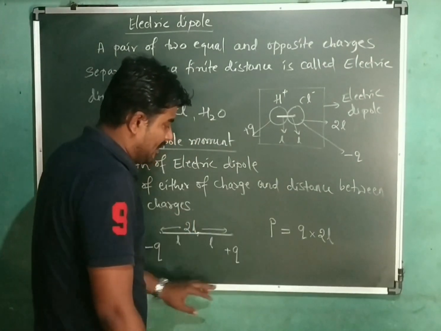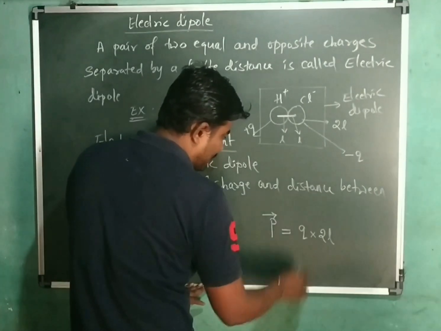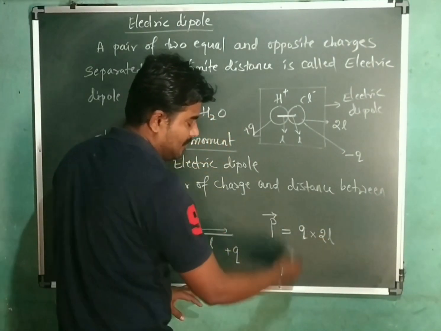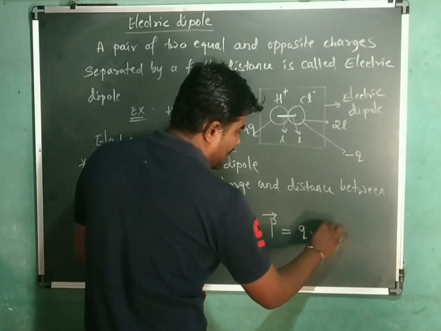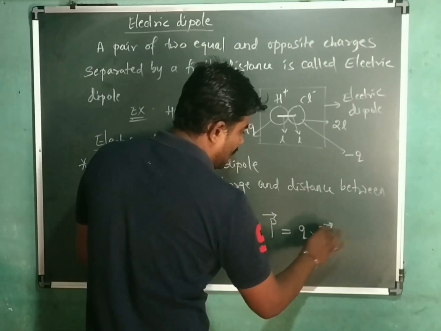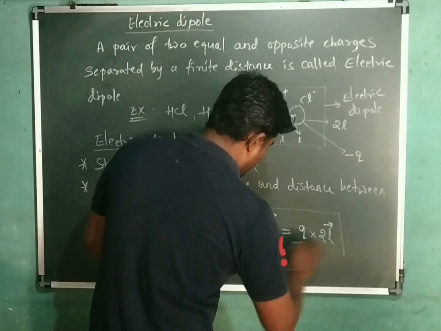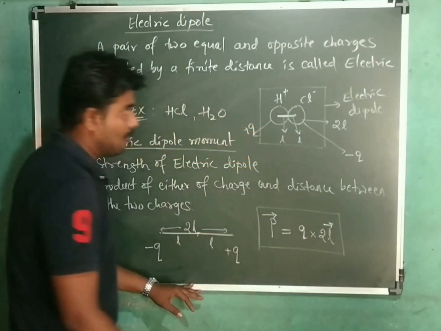And this dipole moment is actually a vector quantity, and I cannot consider q as a vector because q is a scalar quantity, charge is a scalar quantity. I can treat it as the vector 2L. This I can consider as displacement, and this is the formula for electric dipole moment.